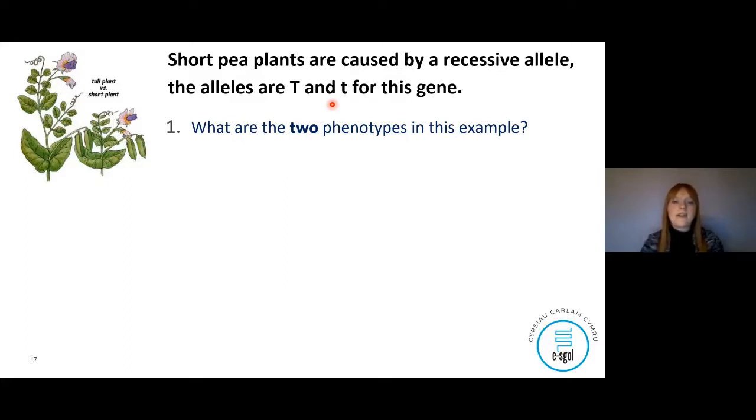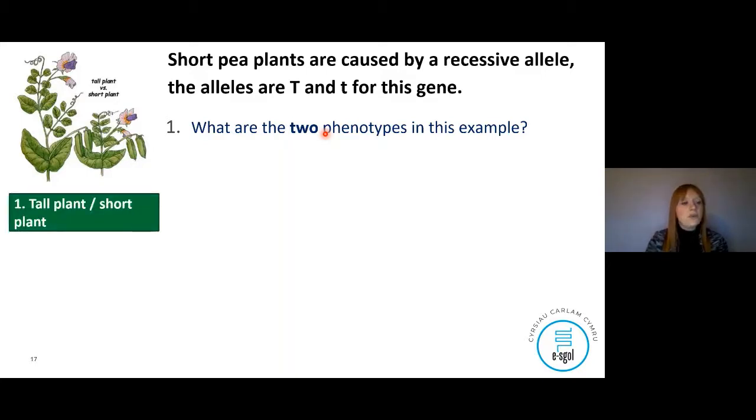Question 1 then. What are the two phenotypes in this example? Pheno, physical, physical, physical, what can you see? Okay, 3, 2, 1. One's tall, one's short. Okay, so the two phenotypes are tall plant, short plant.